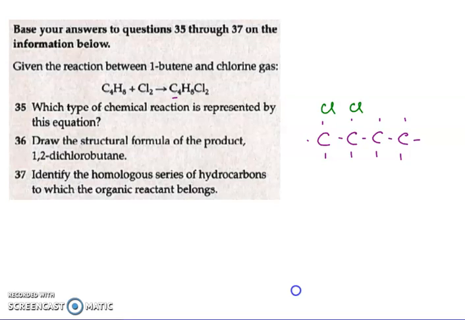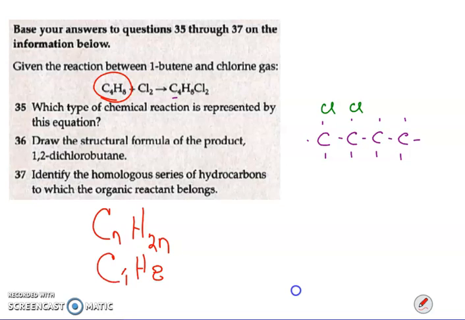Identify the homologous series of hydrocarbons to which the organic reactant belongs. This reactant, the number of carbons is 4. We have H8, which is twice 4, so that is your alkene, A-L-K-E-N-E.